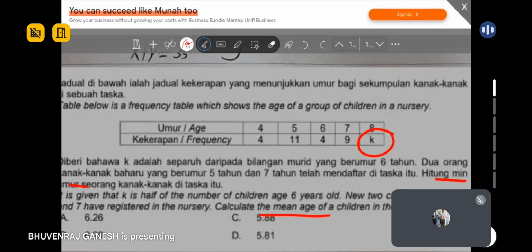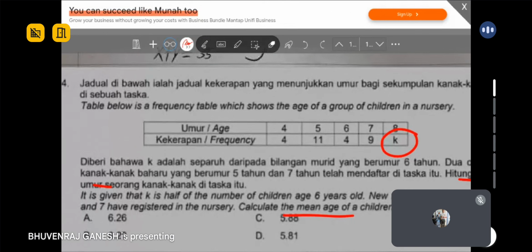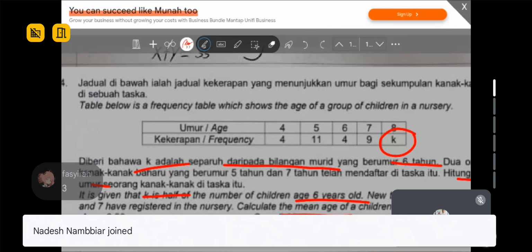Okay, guys, so can you all tell me first, based on the question, apa nilai K? What is your K value? Mereka kata K adalah separuh bilangan murid berumur 6. Okay, K is half the number of children age 6.